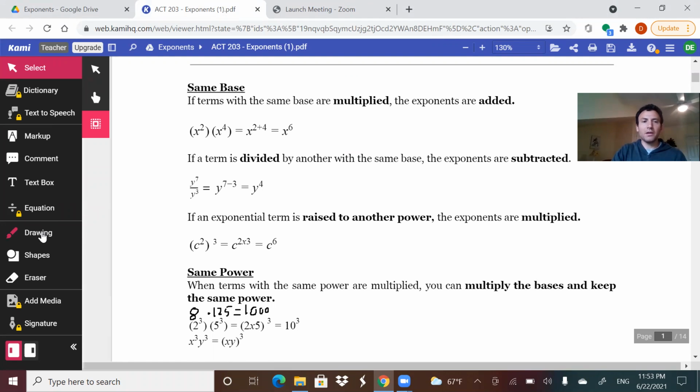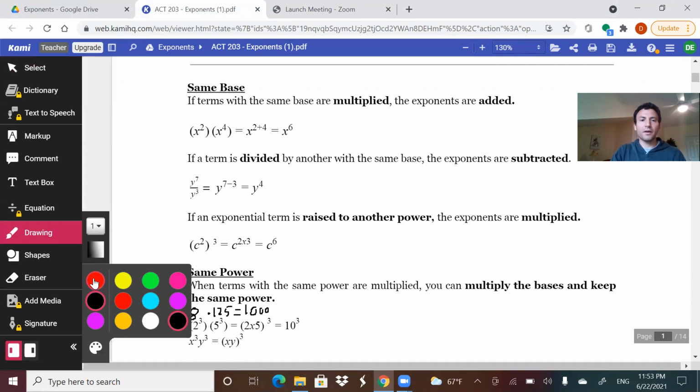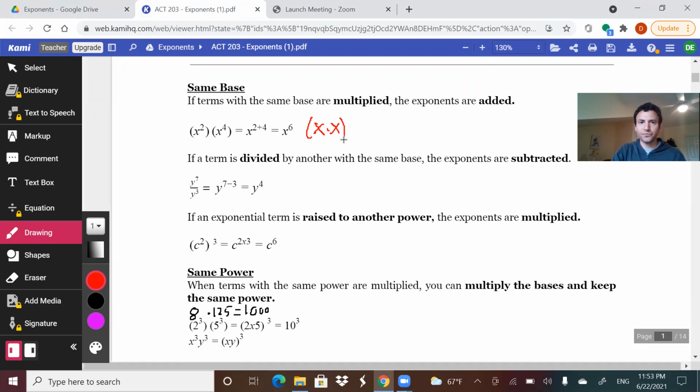Okay, so first things first. If you have the same base and you multiply exponents or indices, then you add the top. And this makes total sense because if you think about it, x to the second is x times x. X to the fourth is x times x times x times x. So you're multiplying x times itself 6 times, so that's equal to x to the 6.